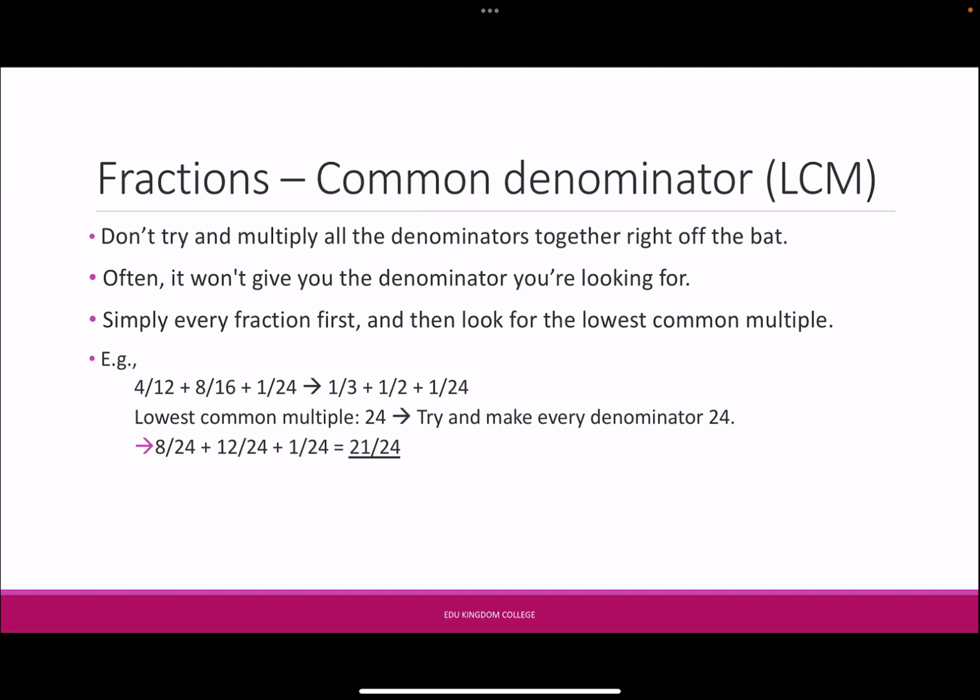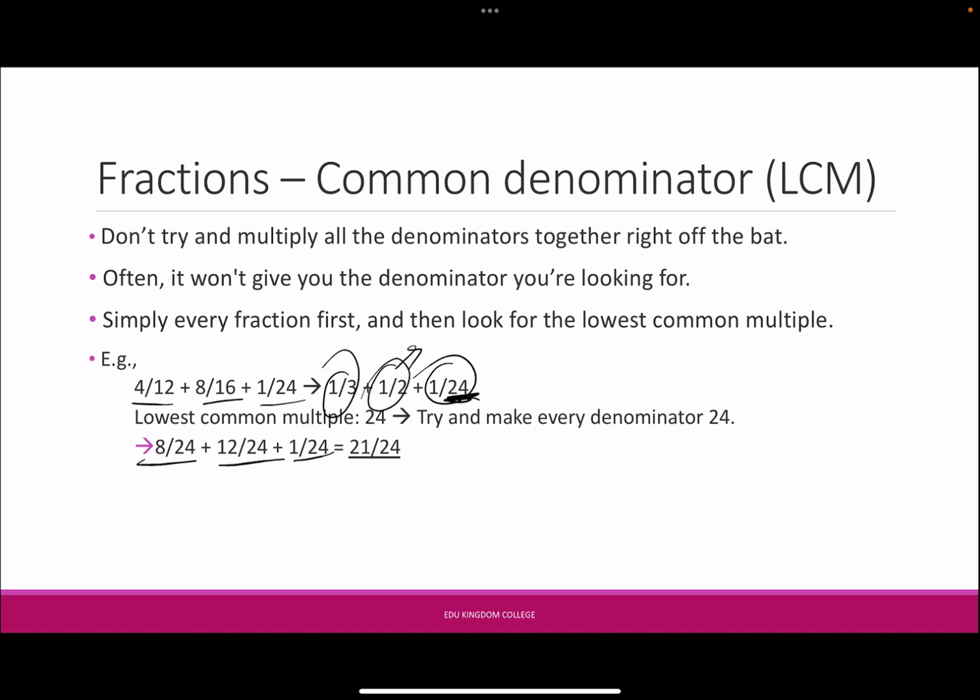So we have 4 over 12, 8 over 16, 1 over 24. First step, always simplify. So 1 on 3, 1 half, and 1 on 24. Our lowest common multiple here is 24. Which is why I said even if you have 2 or 3 fractions, have a look at it first and think about it before multiplying everything through, because we already have a denominator of 24 here, so we don't need to change that fraction. What we're going to try and do is make every denominator 24. So 1 on 3, multiply top and bottom by 8, gives you 8 on 24. 1 half, multiply top and bottom by 12, gives you 12 on 24. 1 on 24 stays the same. Add them together, and that gives you 21 on 24.